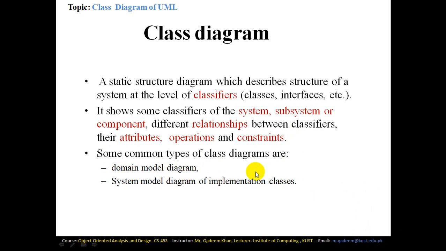Some common types of the class diagram are the domain model diagram and the system model diagram for the implementation of the classes. So we have two different class diagrams: the domain model diagram and the system model diagram for implementing the classes. According to my view, the system model class diagram is much better than the domain model because it completely represents the class diagram, while the domain model only represents the domain of the applications.